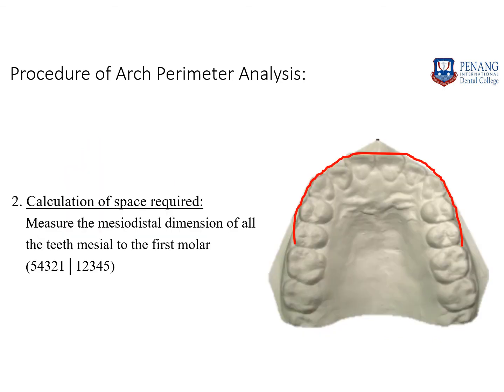So for step 2 of the arch perimeter analysis, you will calculate the amount of space required, and you will do so by measuring the mesiodistal dimension of all the teeth mesial to the first molar, that is 5 to 5. So you will measure the mesiodistal dimension of all these teeth and then sum them up.